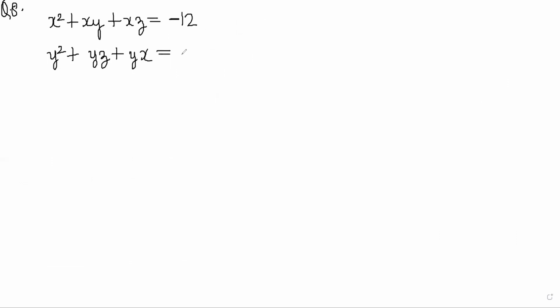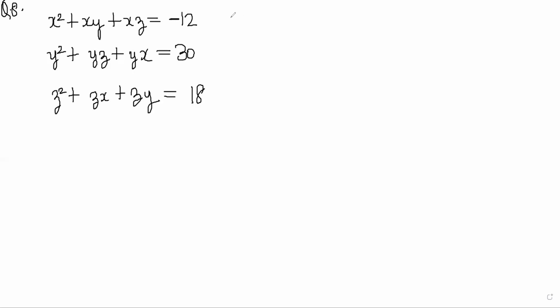Okay, let's go on to the next one. Let's take question number 8. Question number 8 for us is x square plus xy plus xz is equal to minus 12. The next one is y square plus yz plus yx is equal to 30, and z square plus zx plus zy is equal to 18. We have to again solve for x, y, and z.